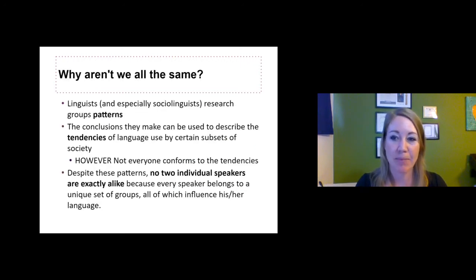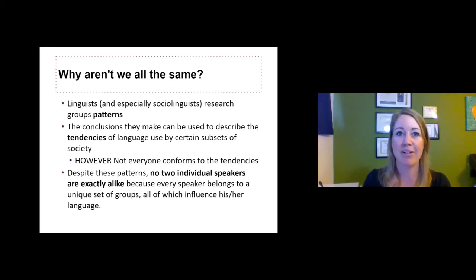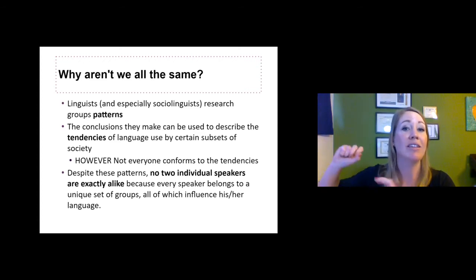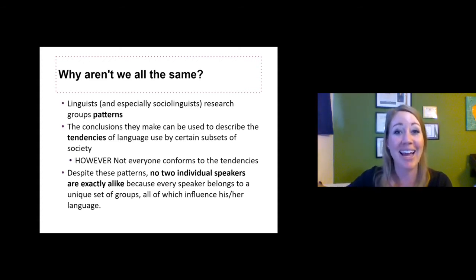So why aren't we all the same? Yeah, so as linguists, we like to study the patterns of groups. I want to study the pattern of Southern speakers or rural speakers. I want to study the linguistic patterns of females or African American females or African American males or Hispanics versus the African American community, right? I want to look at all these patterns that emerge. And basically what we as linguists find is there's certain tendencies. If you are a Hispanic female living in Texas, you probably have certain linguistic tendencies that a Hispanic female living in Alaska, if there are any, wouldn't have.